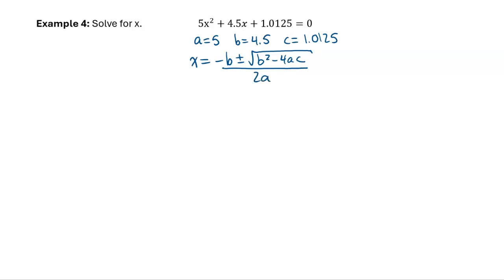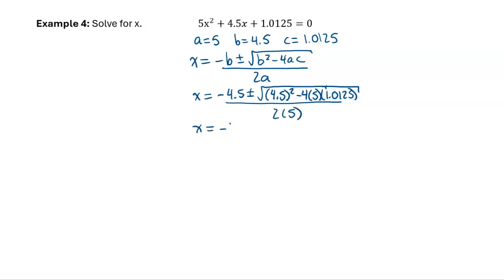I always like to write out the general formula first, just so that I don't make any mistakes when I sub things in. So this is negative 4.5 plus or minus the square root of 4.5 squared minus 4 times 5 times c, 1.0125, all divided by 2 times 5.